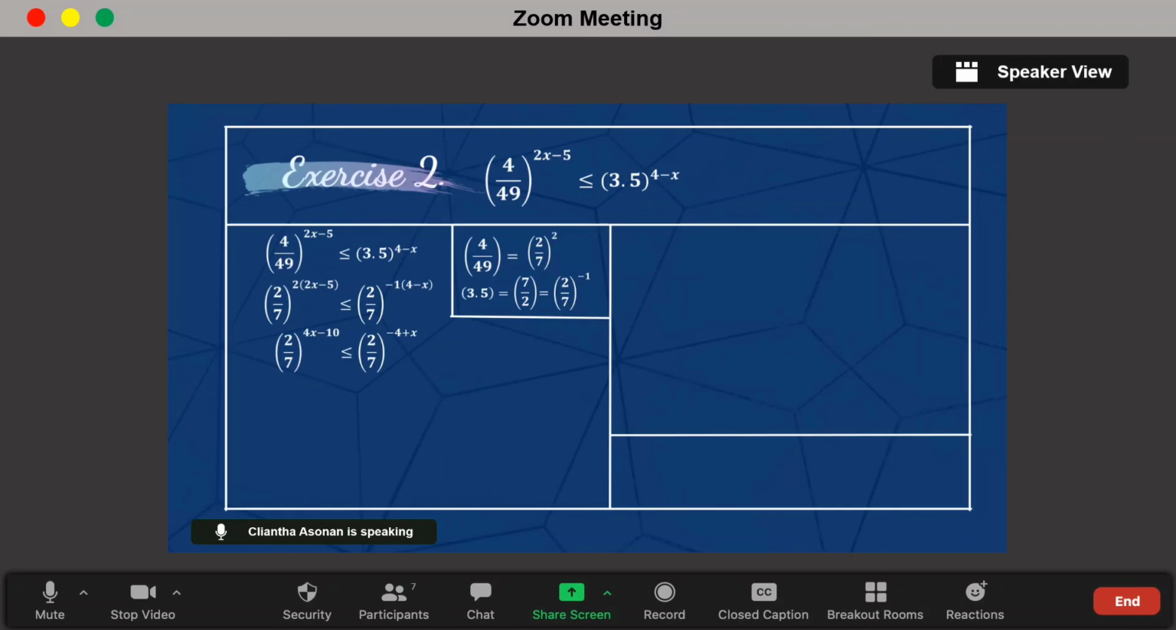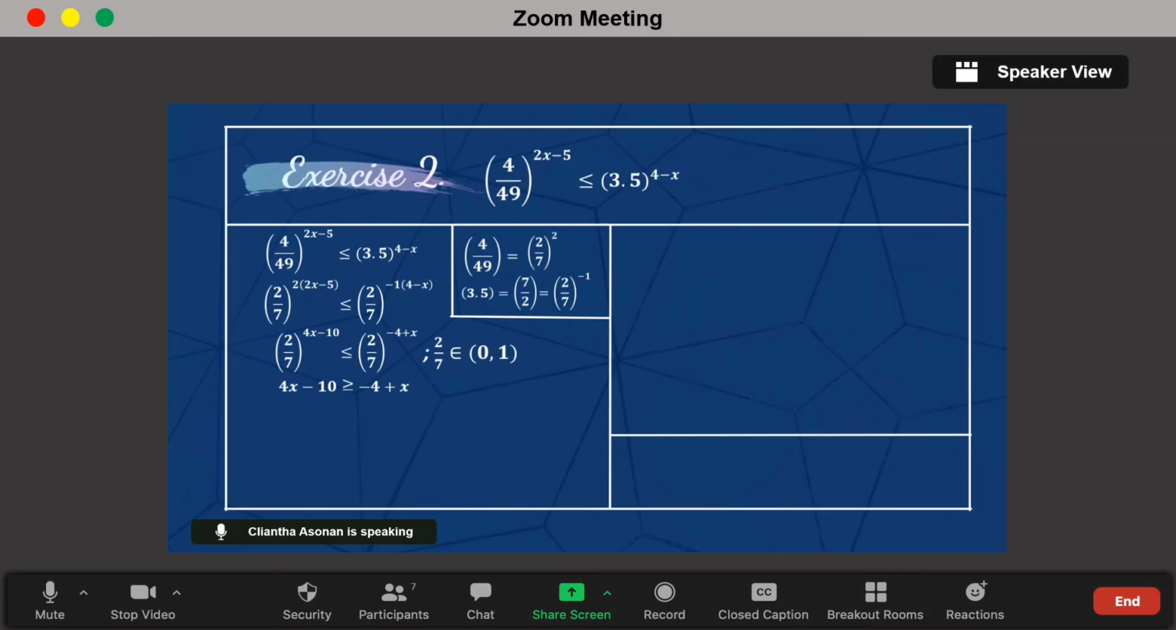So the inequality becomes 2 over 7 raised to the power of 4x minus 10 is less than or equal to 2 over 7 raised to the power of negative 4 plus x. So now, since we have the same bases, we can proceed to bring down the exponents. However, since 2 over 7 is a value between 0 and 1, we need to flip the inequality signs. So now we have 4x minus 10 is greater than or equal to negative 4 plus x.